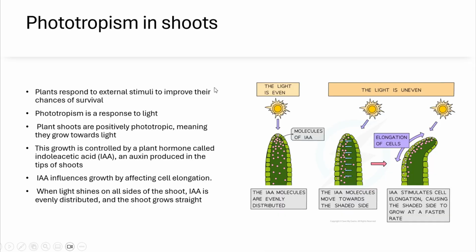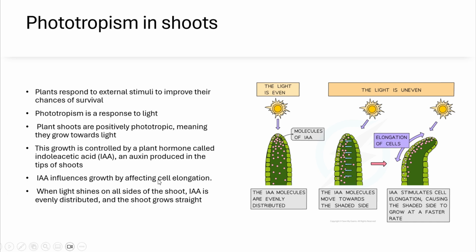Cool. Phototropism. Plants respond to external stimuli to improve their chance of survival. Phototropism is a response to light. Plant shoots are positively phototropic, meaning that they grow towards light. If it was growing away from light, that would be negatively phototropic. You get me? The growth is controlled by a plant hormone called auxin, or IAA, or indoleacetic acid. This is produced in the tips, so it's always produced in the tip of the shoot. And what happens here in low concentrations of auxin is that it makes the cells elongate.